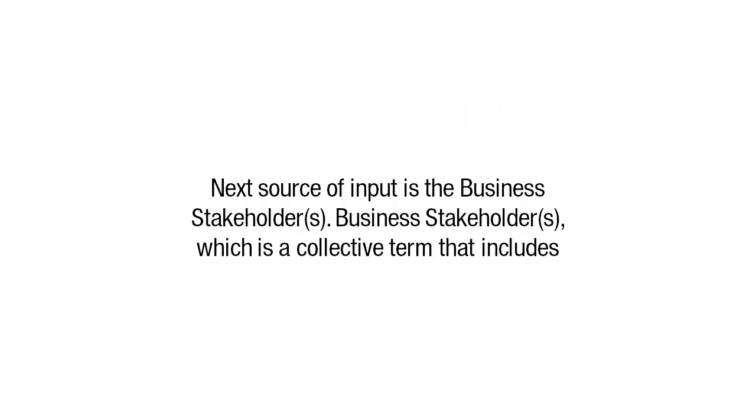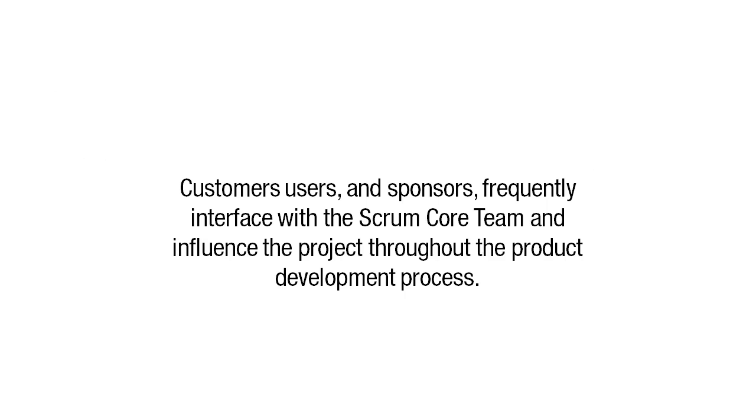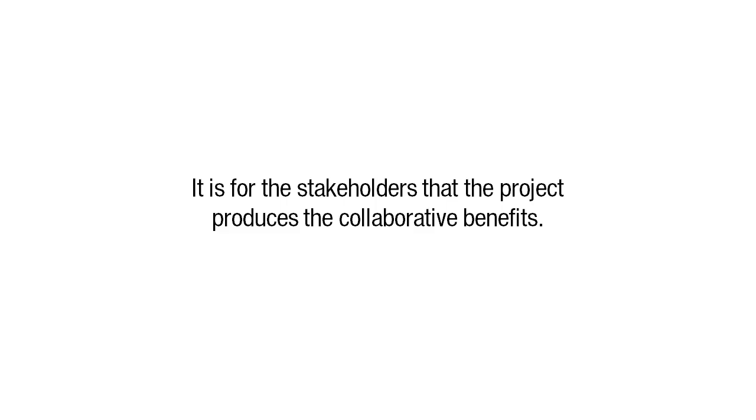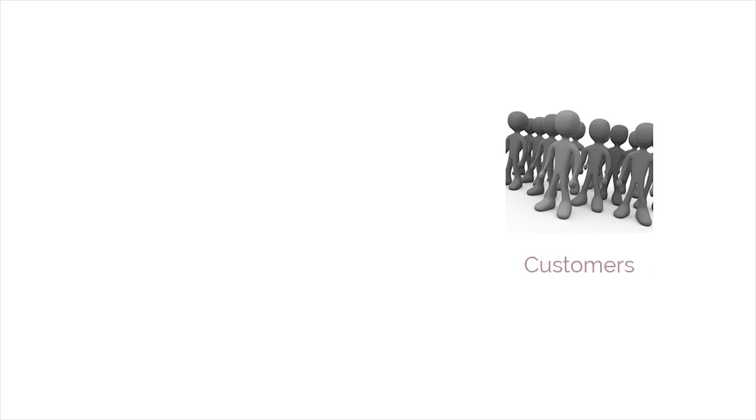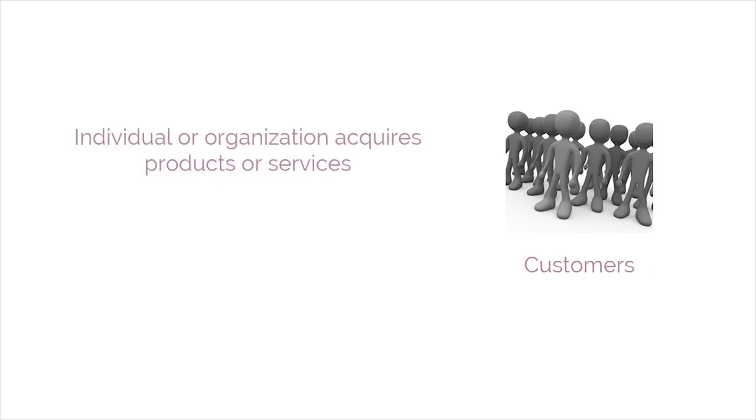Next source of input, business stakeholders, which is a collective term that includes customers, users, and sponsors, frequently interface with the Scrum core team and influence the project throughout the product development process. It is for the stakeholders that the project produces the collaborative benefits. Business stakeholders can be any of the following. Customer. The customer is the individual or the organization that acquires the project's product, service, or other result.